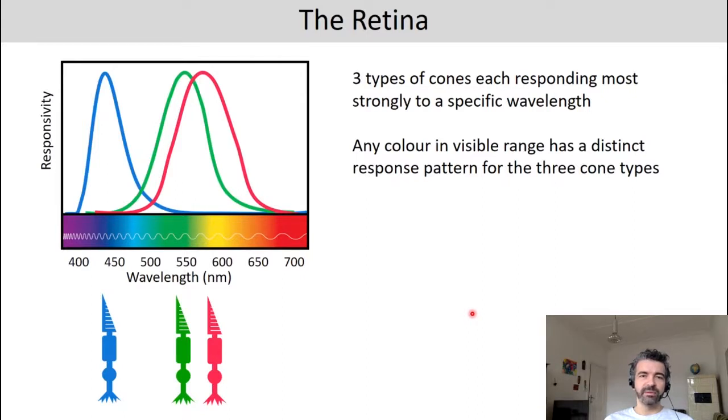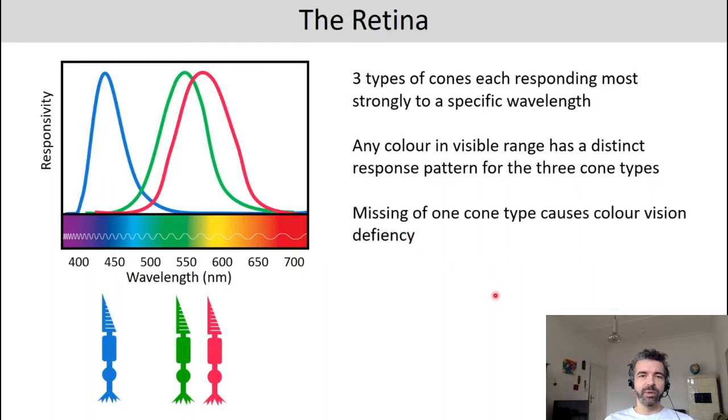Any color in the visible range has a distinct response pattern for the three cone types. So for example, if you have a wavelength of say 600, then you will see that the blue cones do not respond at all. The green cones respond to this much, and the red ones respond this much. So from the given activation pattern of the three cone types, the visual system can derive which wavelength is present. The missing of one cone type can cause color vision deficiency.